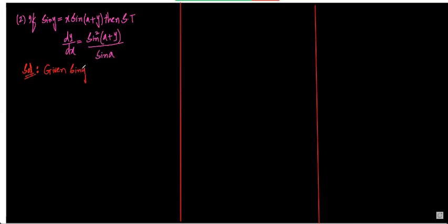Okay, this is given: sin y is equal to x sine of (a plus y). Using this information we have to find out the value of dy by dx. तो एक काम करेंगे यहाँ पे अपन रिवर्स कर लेंगे इसको. It means this multiple term sine of (a plus y), we can take this side: sine y divided by sine of (a plus y) is equal to x.